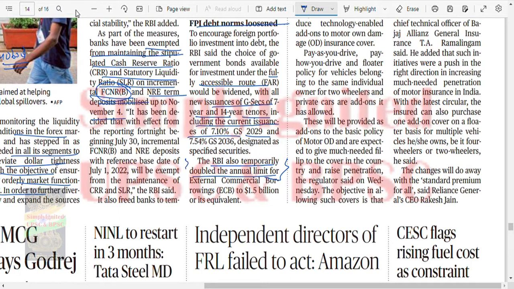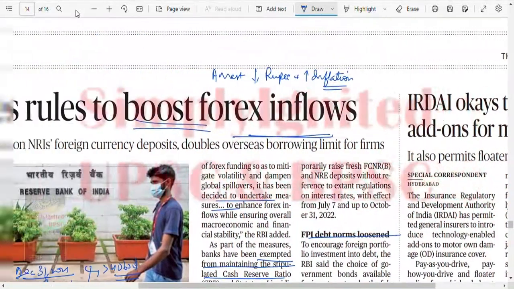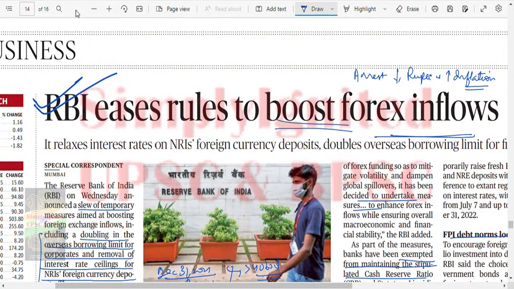Okay, also double the annual limit for external ECVs to 1.5 billion or its equivalent dollars. Okay, fine. So this is the news here. So a lot of loosening, but what is the summary for this? What is the basic point for this? To arrest the decreasing rupee and hence the inflation in the country.